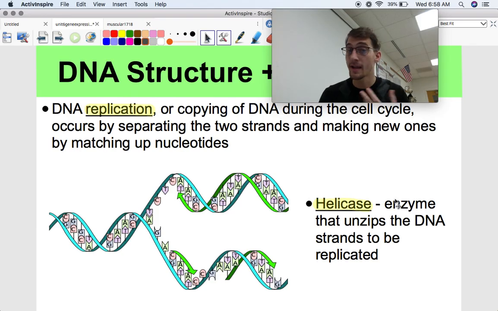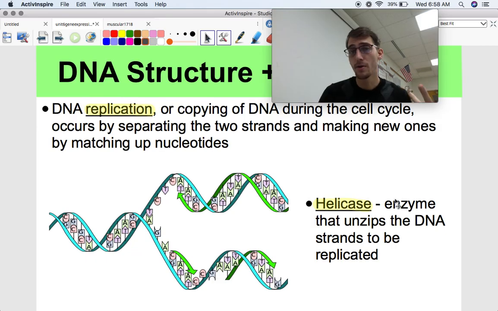DNA replication, or the copying of DNA during the cell cycle, occurs by separating the two strands and making new ones by matching up nucleotides, right? So in order to make a copy of the DNA, it doesn't just come by and copy the whole thing. It splits them apart first and then makes a copy, just like we just did, off of the old existing strand. And you'll see I have a nice schematic here that we'll use in just a second.